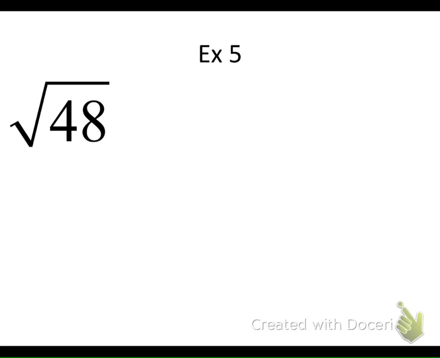Okay, so example number 5. We have the square root of 48. Notes aren't good at all if you don't use them to help you solve it. So step 1 says factor the radicand. When it says factor the radicand, that's where you do your factor tree. So we're going to make our factor tree, right, like this.